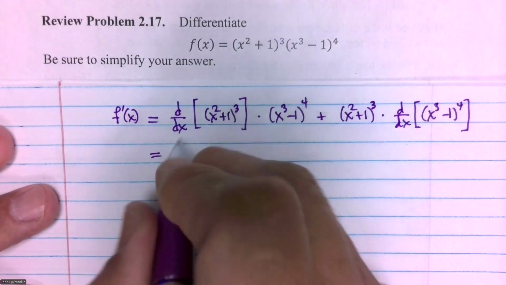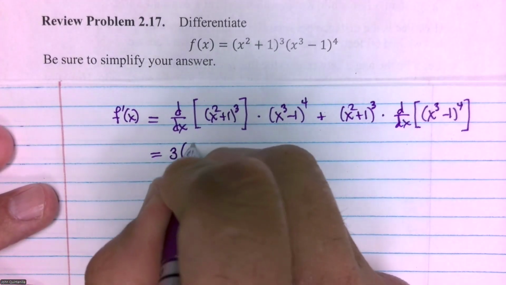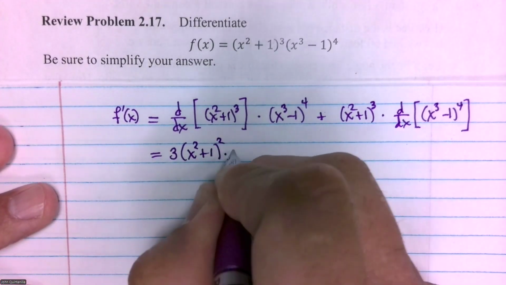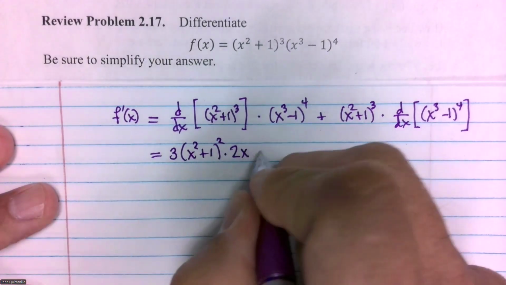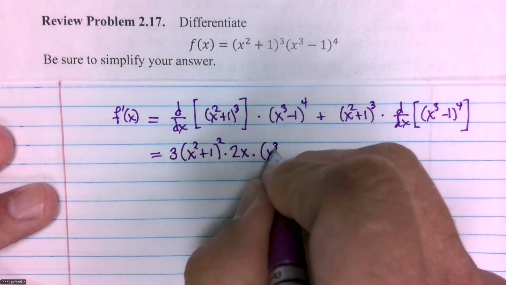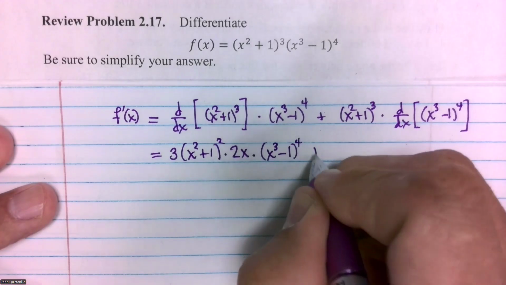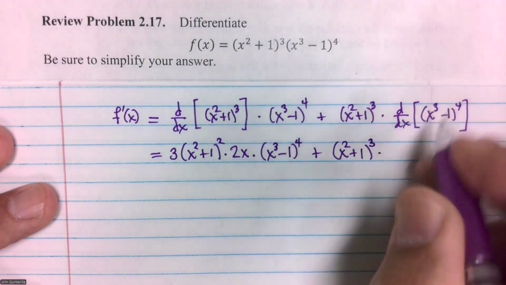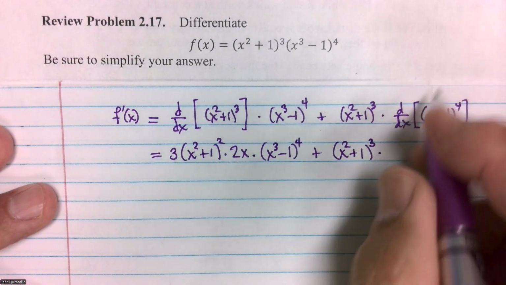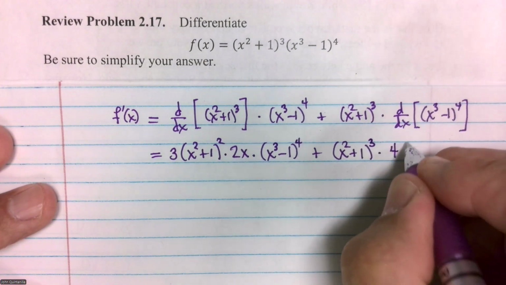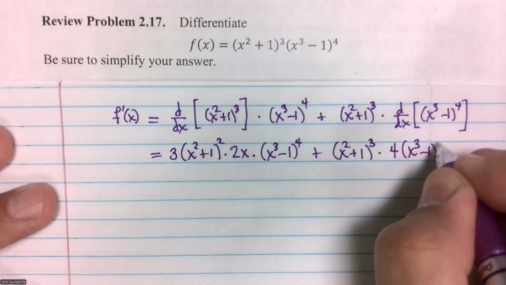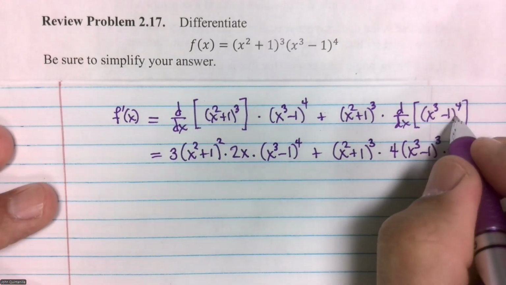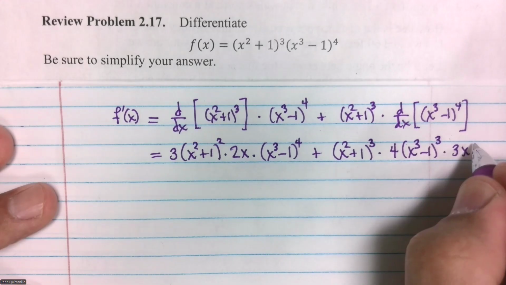The derivative of something to the third is going to be 3 times the something squared times the derivative of the inside. And then I have this extra term here that I write down, plus x squared plus 1 to the third times the derivative of something to the fourth. The derivative of something to the fourth is going to be 4 times the something to the third times the derivative of the inside, which is 3x squared.